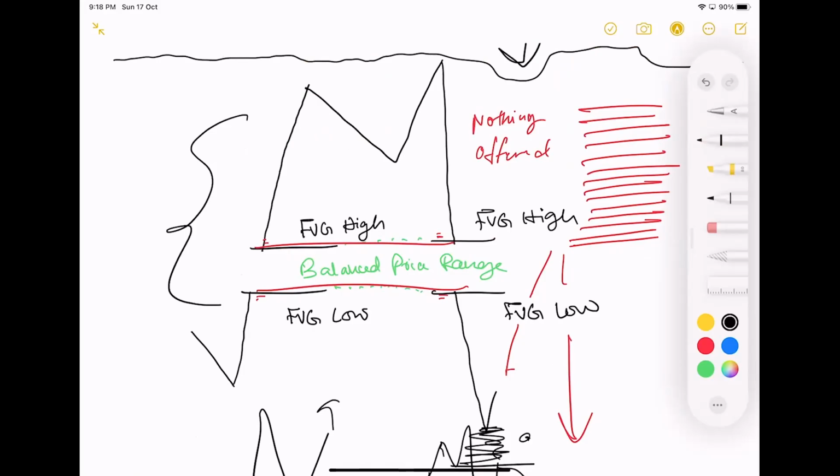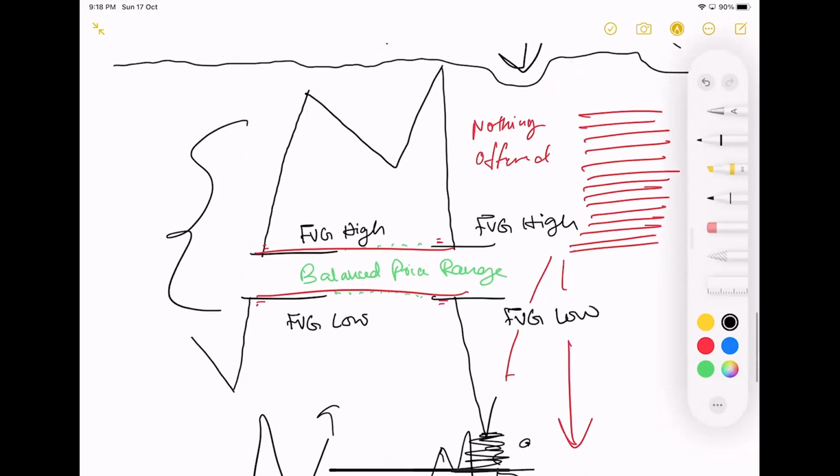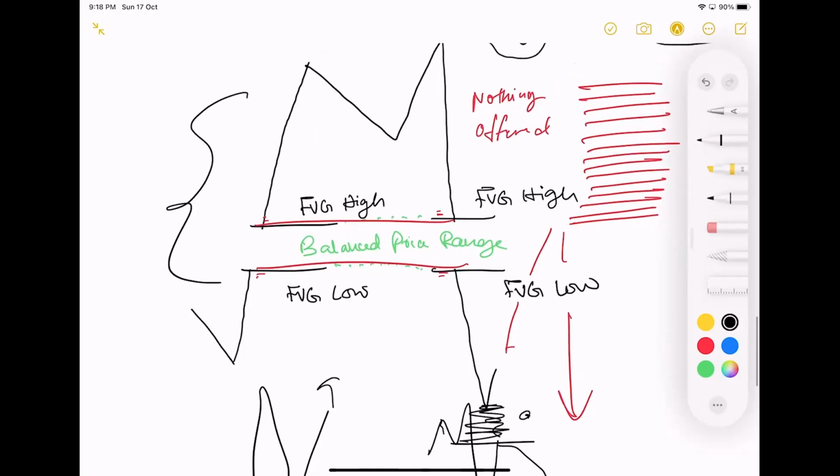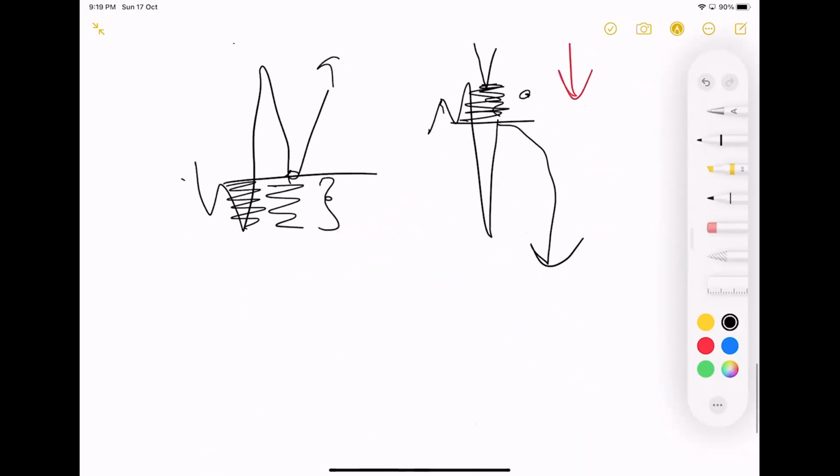So it's like that. Right now when I'm showing you some examples, if I find it, I'll show it to you. I remember seeing it on Euro USD, I think last month. Okay, so this one, right? You guys get it, right?